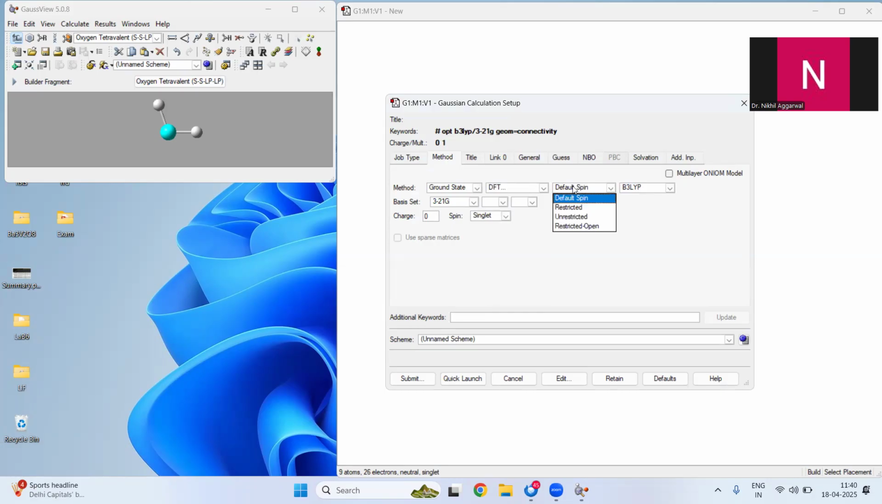Now participant, next thing. You have something related to unpaired electrons in the system. So note it down: if you are working with a system wherein you have unpaired electrons, go with the unrestricted type of calculation.